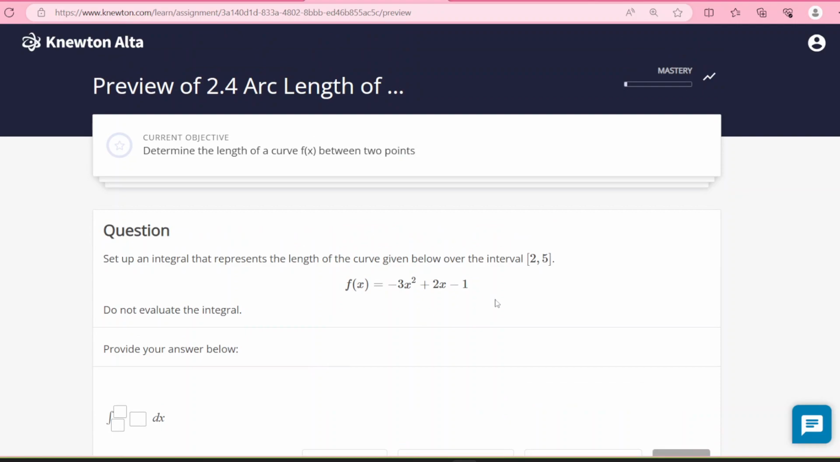All right, so once again, I'll draw a rough sketch of some piece of this curve. We have f of x, or y, equals negative 3x squared plus 2x minus 1. This is some parabola opening down on the xy plane, and we're only looking at the piece of it from when x equals 2 to x equals 5.